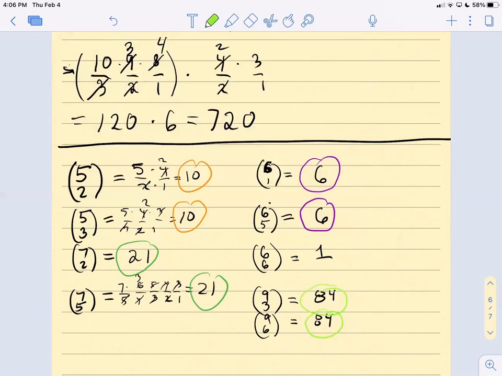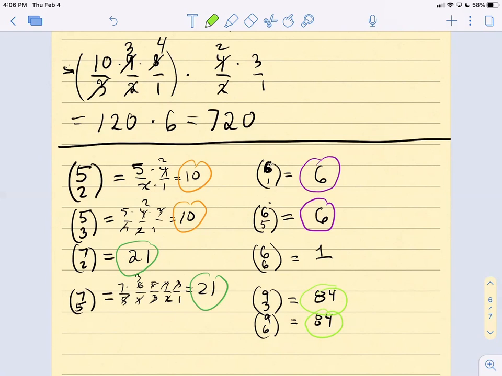5 choose 2, 5 choose 3. Those happen to be the same. But if I did 5 choose 1, that wouldn't work. That wouldn't be the same as 5 choose 2. So why in particular are 5 choose 2 and 5 choose 3 the same? And 7 choose 2 and 7 choose 5.